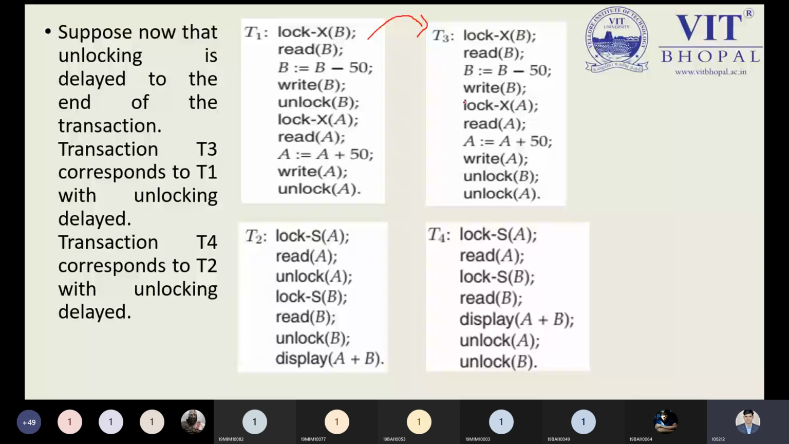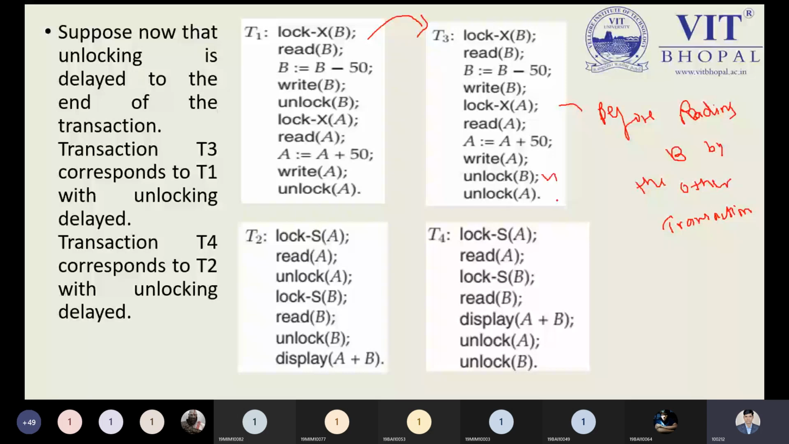I've started before unlocking B, but before reading B by the other transaction. Okay, just let me write over here. Before reading B by the other transaction, this T2 is required to unlock B and A. So this is the point you need to keep in mind.